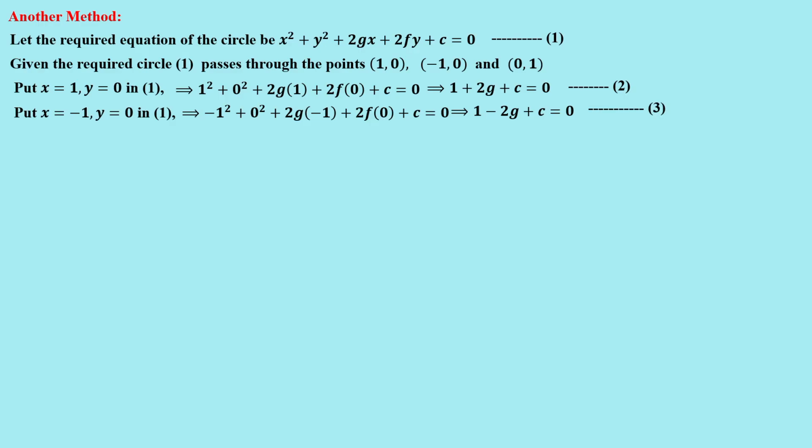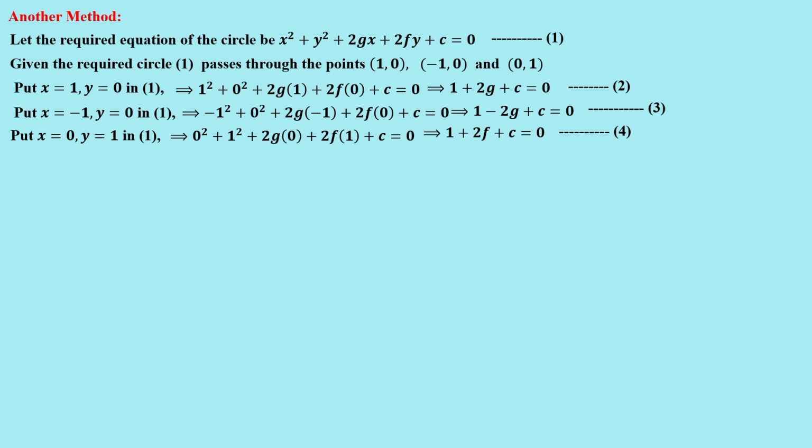That is the third equation. Then the last point. Put x equal to 0 and y equal to 1 in equation 1. 0 square plus 1 square plus 2g into 0 plus 2f into 1 plus c equal to 0. Then we will get 1 plus 2f plus c equal to 0. That is the fourth equation. Now we are going to solve 2, 3, 4, then we are going to find the values of f, g and c.